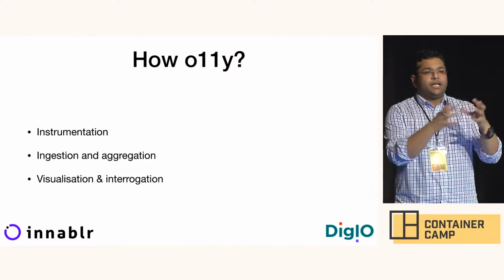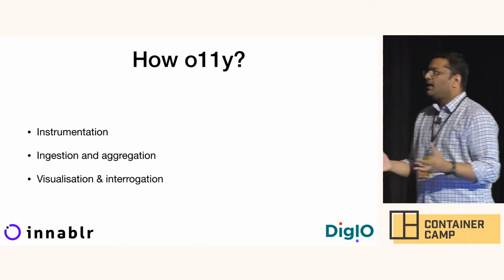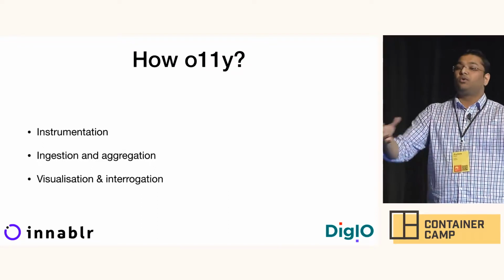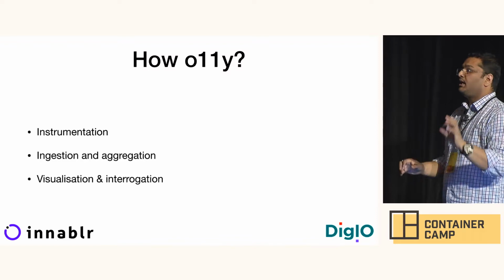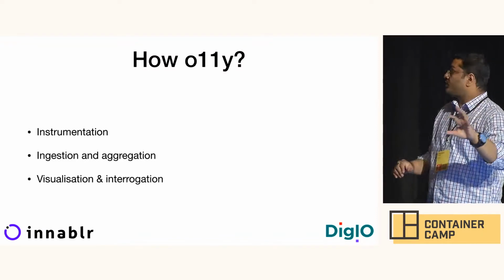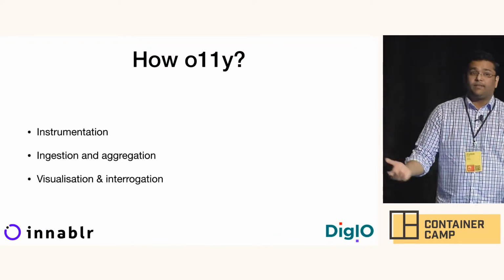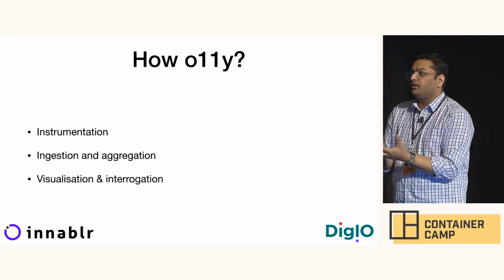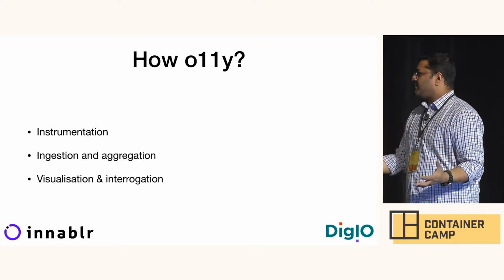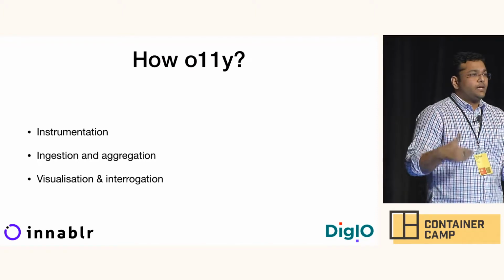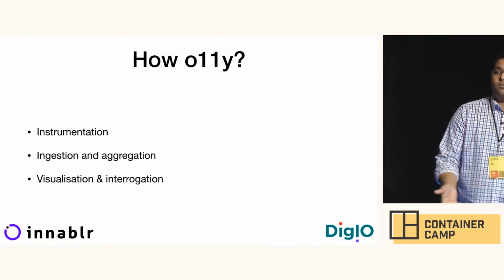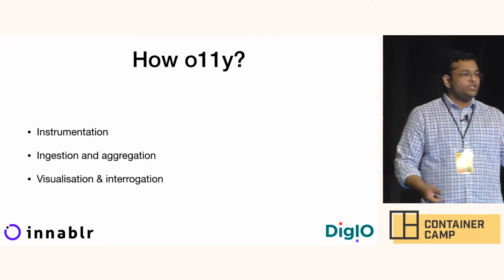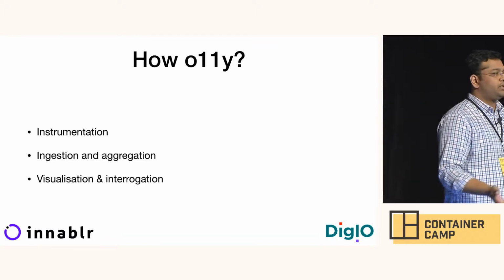What do I mean by instrumentation? If you have 10 or 15 microservices, they're not automatically going to generate this data. You have to write some code. You have to instrument these apps with some code so that they can generate telemetry. Then once they are generating this telemetry, you need to collect them somewhere. You need to ingest them, analyze them, aggregate them. And third, the most important one, you need a way to expose them: visualization and interrogation of this telemetry data.